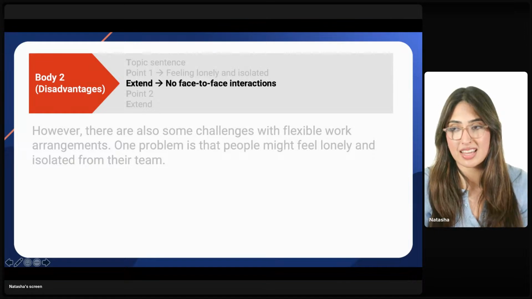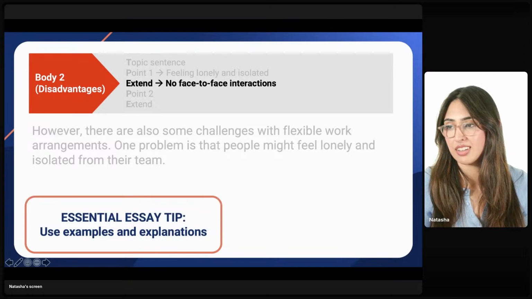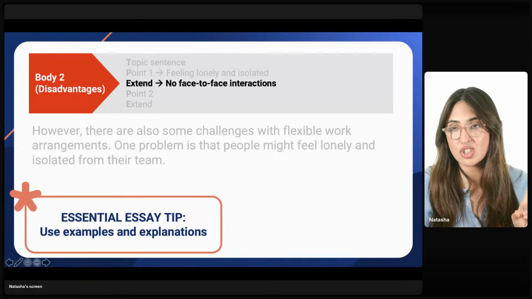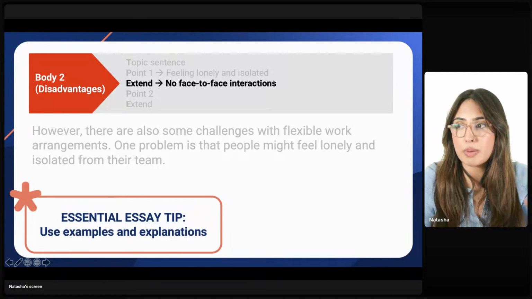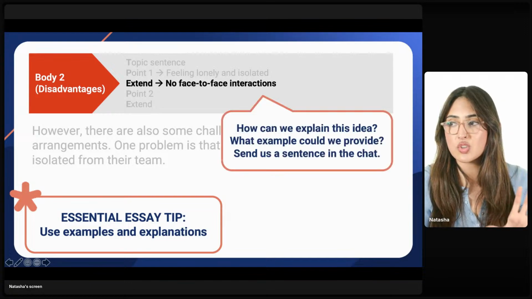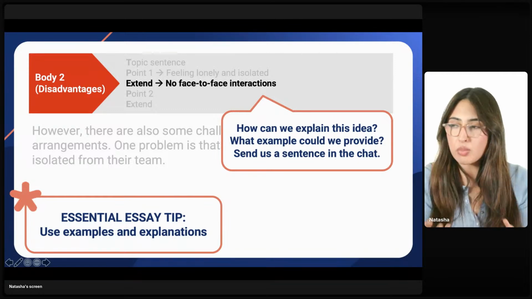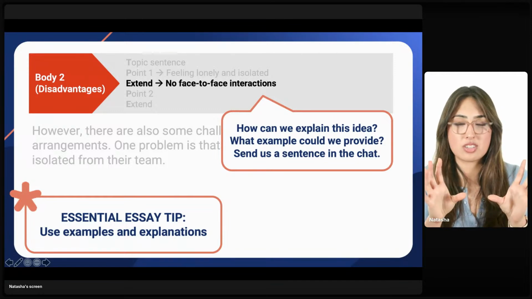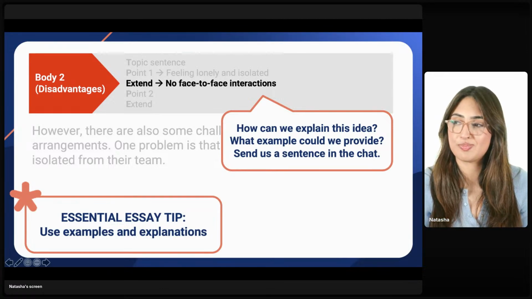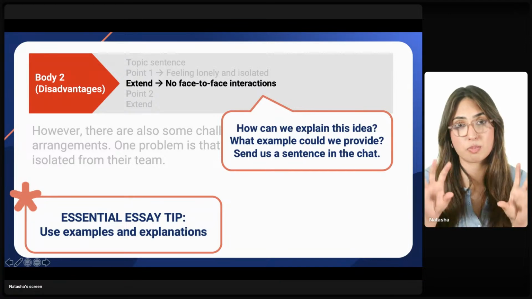Let's now extend this point about no face-to-face interactions. So we need to use examples and explanations here. That's an essential essay tip. How can we expand on this point about face-to-face interactions? Let us know an idea in the chat. Type us a sentence. How can we explain this idea of face-to-face interactions and an example that we could provide? Let us know. What could be an example sentence we could write about this point being made?